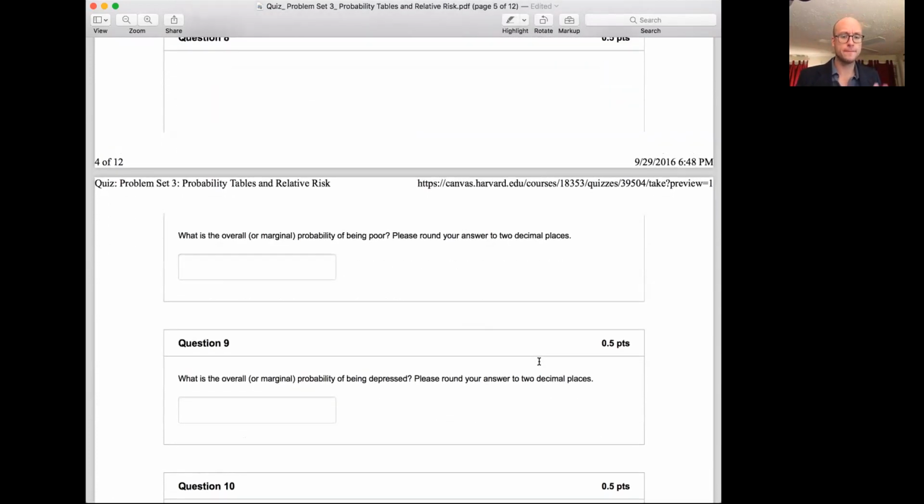What is the overall or marginal probability of being poor? Please round your answer to 2 decimal places. This is different because we've actually changed it to a multiple choice here. That being said, it's still good to have other kinds of answers. But what is the overall or marginal probability of being poor?